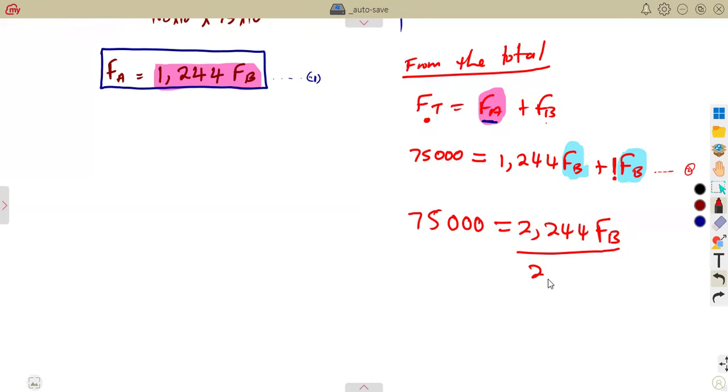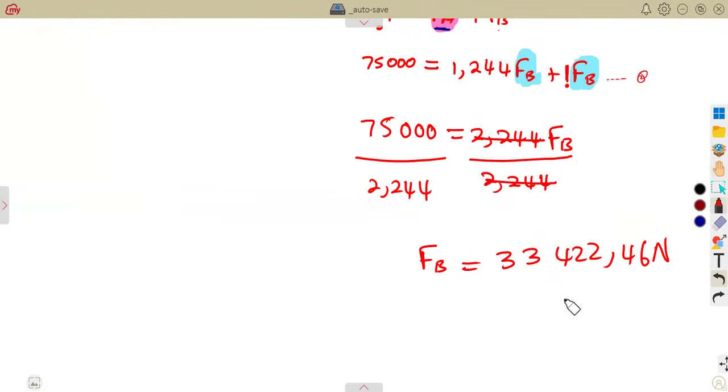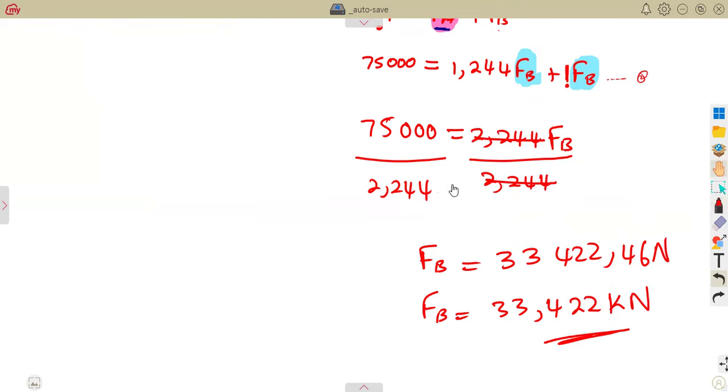Where we need to calculate this, simply divide by 2,244, divide by 2,244 like that. So these two are going to cancel. You have the force that is affecting B. Remember, B is aluminium, so this is the force that is affecting our aluminium. Okay, so that was going to give us 33,422.46 Newton. You can even just write it in kilonewton, which is divided by 1,000. It was going to be 33,422 kilonewton. So we have got the force at B.